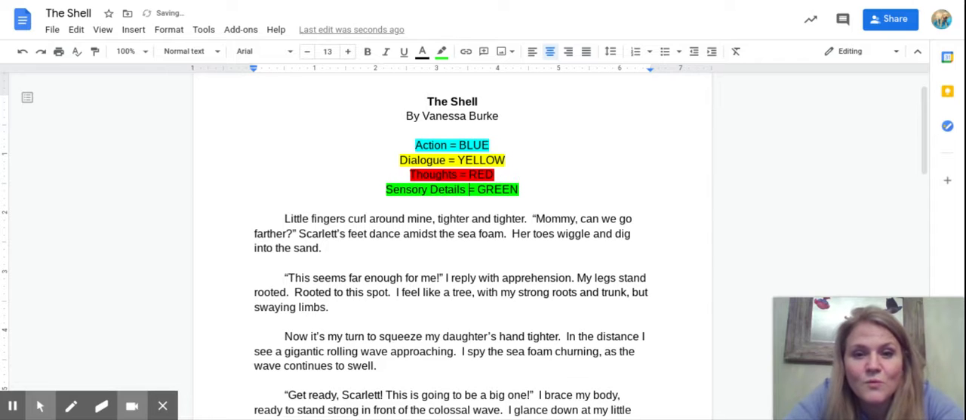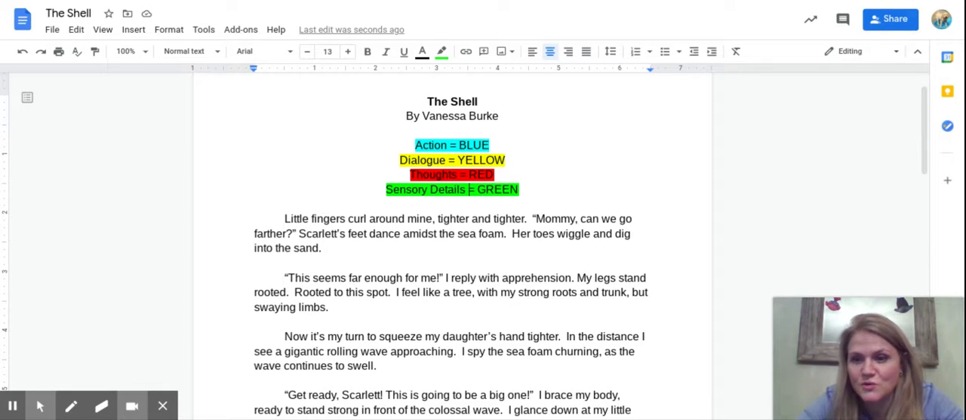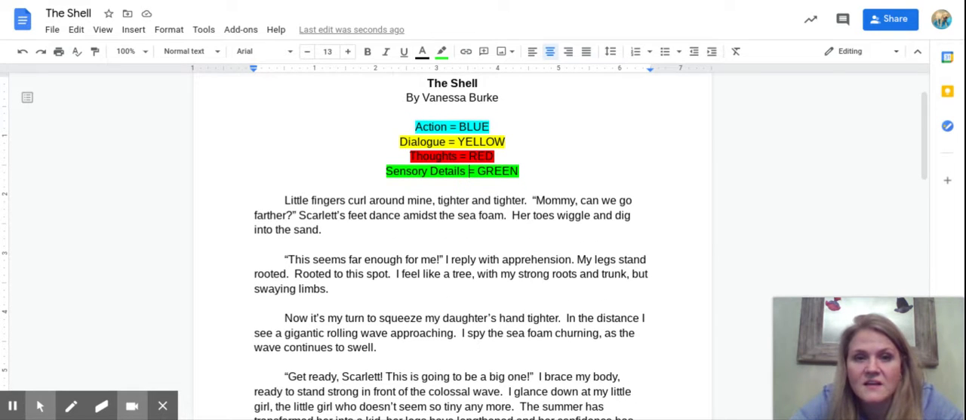And so today, we're going to be looking at our own stories and asking ourselves, is my story balanced? Does it have action? Does it have dialogue, thoughts, sensory details? So today, I'm going to use a color coding system to help me see if my story is balanced or not. And I'm going to notice what colors I have the most of and what colors I don't have a whole lot of. And that's going to help me know how to revise my story. So I'm going to go through the first couple of paragraphs of my story and color code to see what I have the most of.